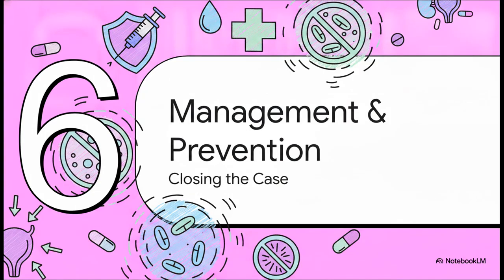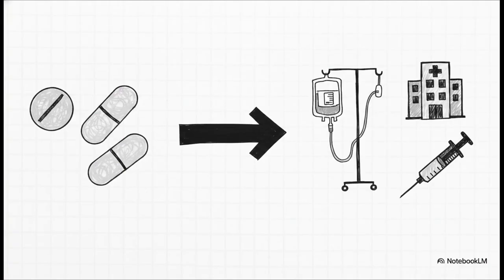Finally, Section 6, Management and Prevention. Let's close this case once and for all. Our management tools really need to scale with the severity of the crime. For your straightforward, uncomplicated lower UTIs, oral weapons like trimethoprim-sulfamethoxazole or nitrofurantoin are highly effective. But severe, complicated cases like pyelonephritis with signs of systemic sepsis demand immediate hospitalization. These patients are going to require IV broad-spectrum antibiotics and fluid resuscitation to treat that potential septic shock.